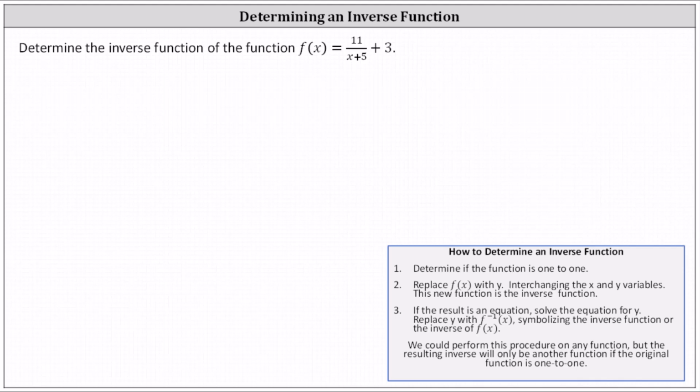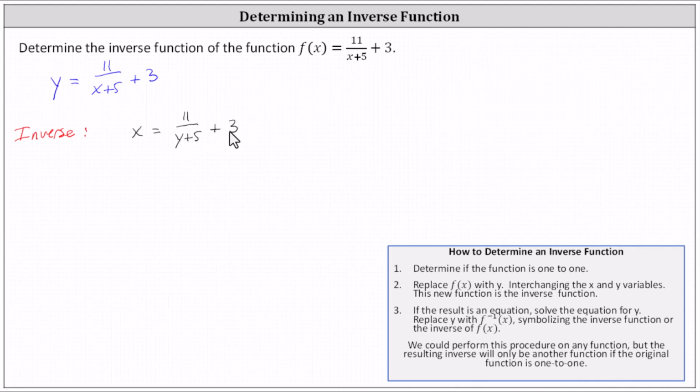Let's first replace f of x with y. The given function rule is equivalent to y equals 11 divided by the quantity x plus 5, plus 3. And now to determine the equation for the inverse, we interchange x and y, which indicates the equation for the inverse function is x equals 11 divided by the quantity y plus 5, plus 3.